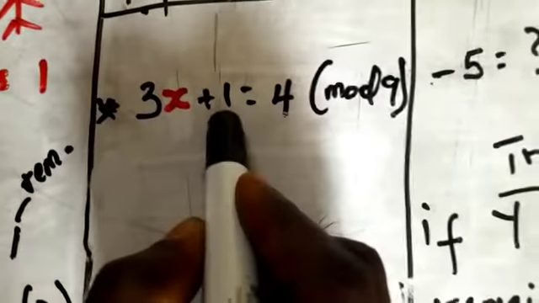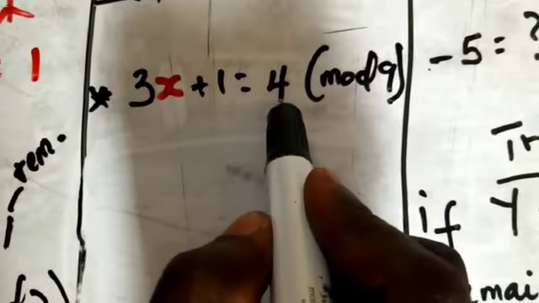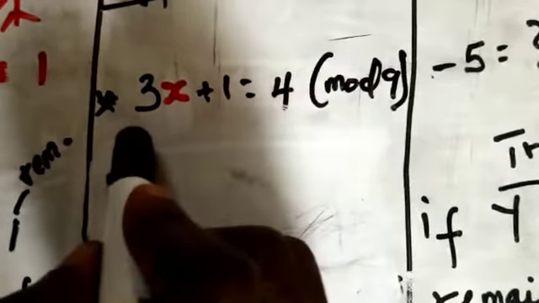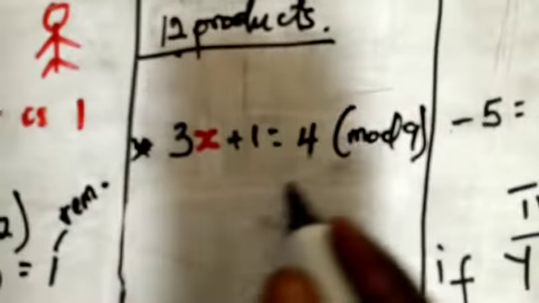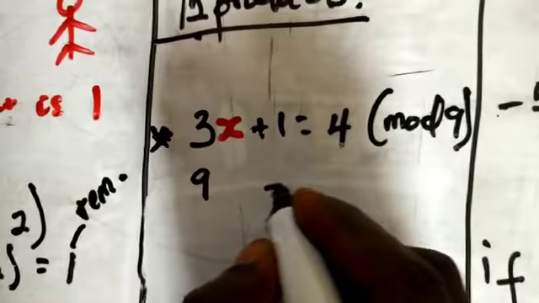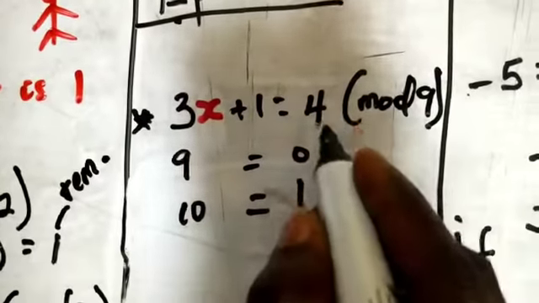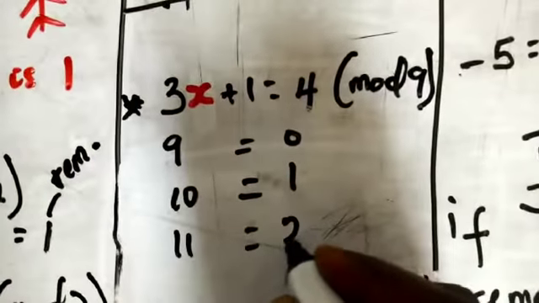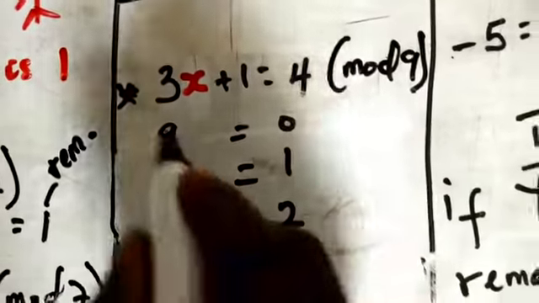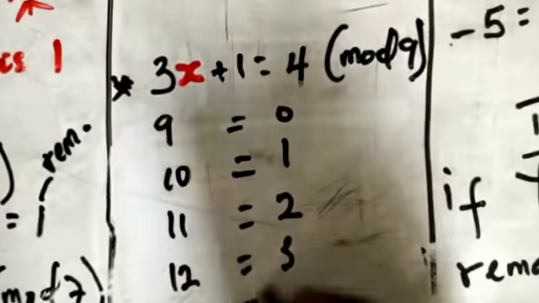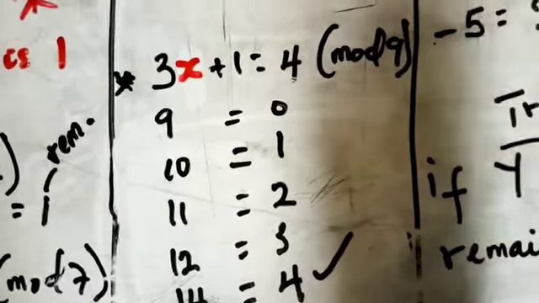And if here is 10, here has to be 1. If here is 11, here has to be 2. Okay, let's start again. Maybe I lost track of that. So let's read that. If here is 9, then I know that here has to be 0. If here is 10, the remainder has to be 1. If here is 11, the remainder has to be 2. If the number here is 12, the remainder has to be 3. If the number is 14, then the remainder here has to be 4. Exactly what we are looking for.